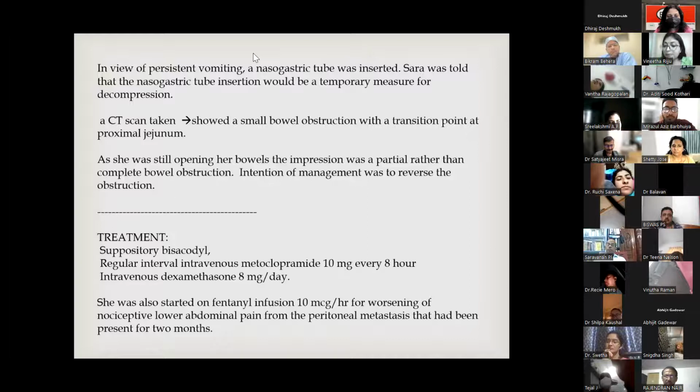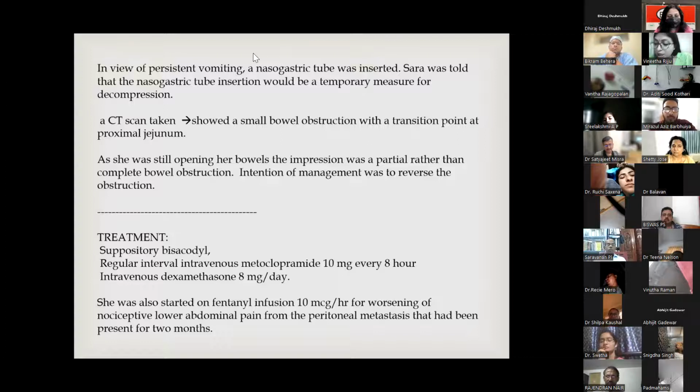But what happens instead is that Sarah is also started on IV metoclopramide, which was increased to 60 milligram per day on the following day. Now, she has some improvement for 2 days, and the NG aspirate also came down, and she didn't have vomiting, and they were able to remove the tube.